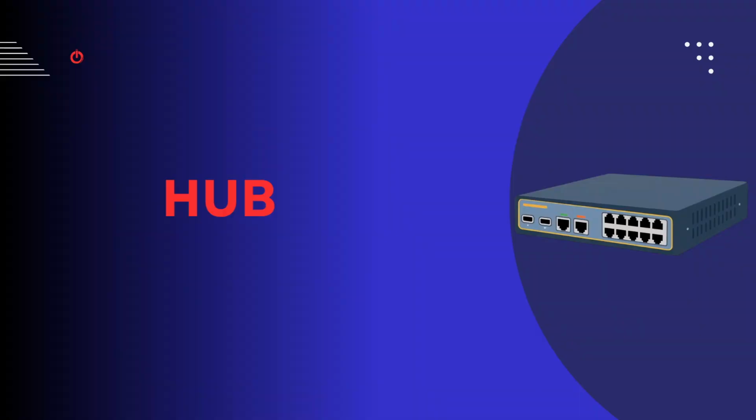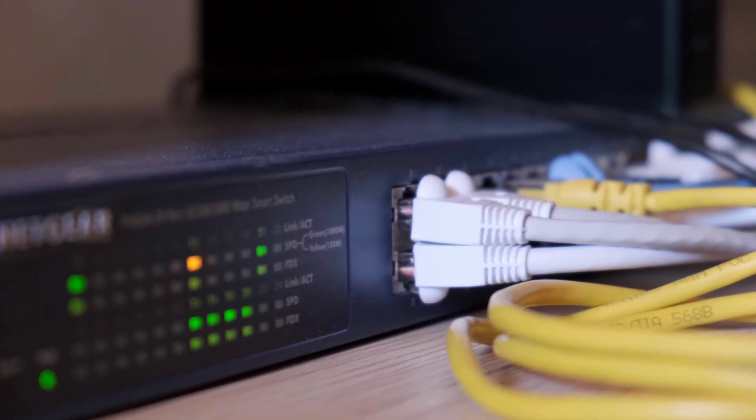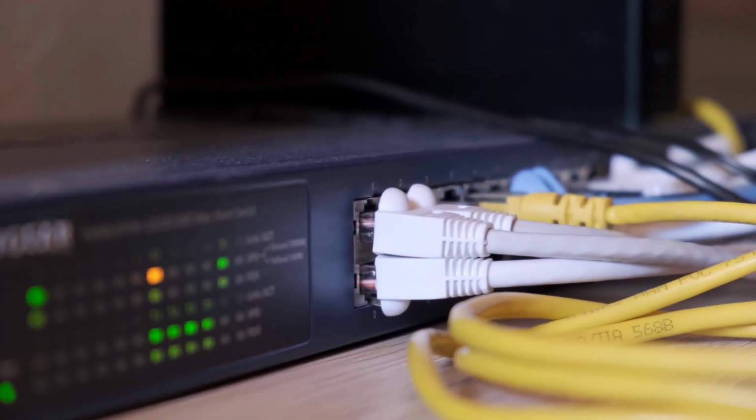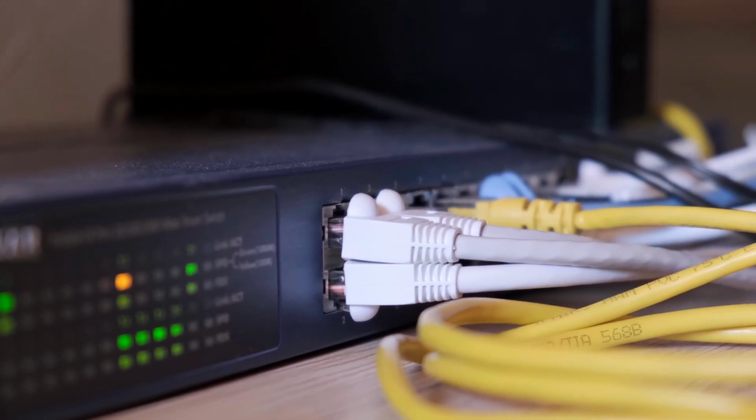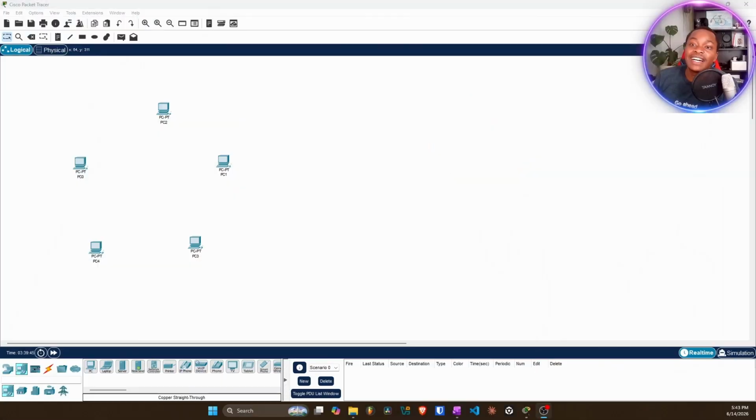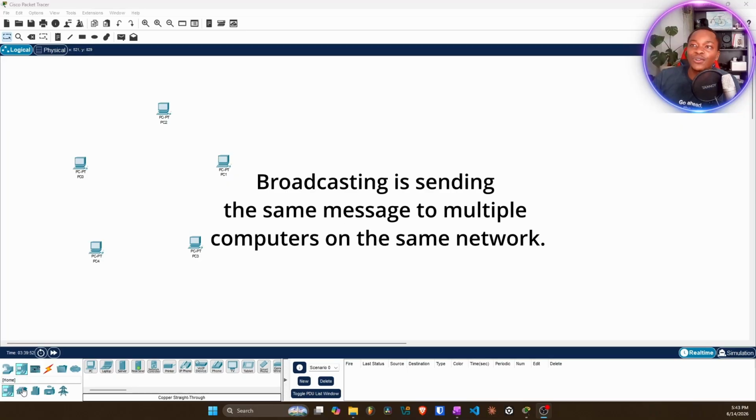Back in the day, we used to have something called a hub. It looked exactly something like that, with different ports in the back, and it allowed computers to connect to it and send information to different computers. But the bad thing about the hub was that it used to broadcast. You know what broadcasting is? It's sending messages to a lot of computers at the same time.